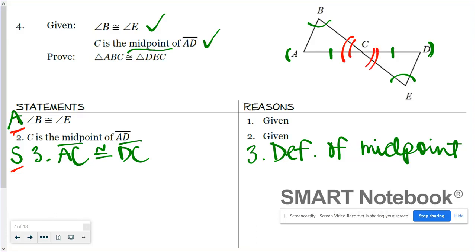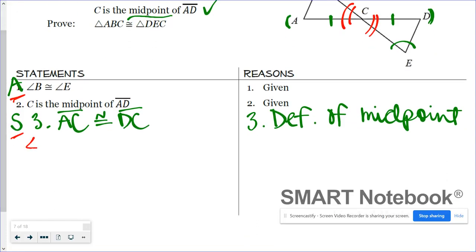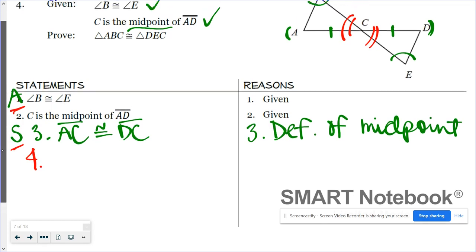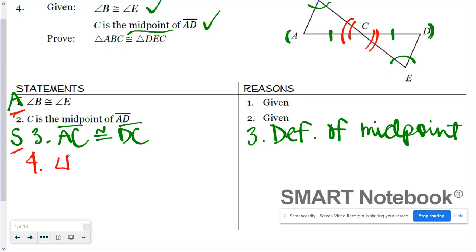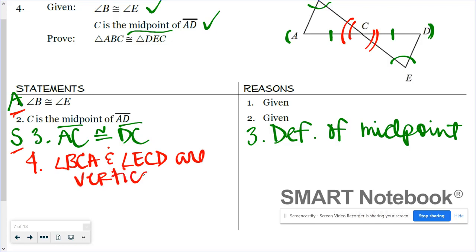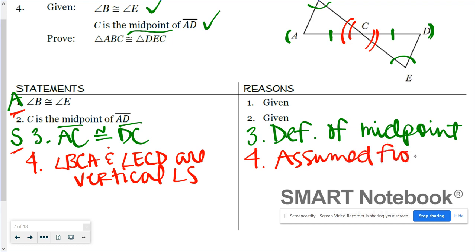Okay. So remember, whenever you want to use vertical angles in your proof, you must first introduce them to the proof. So I'm going to say that angle BCA and angle ECD are vertical angles. And my reason is assumed from the diagram.